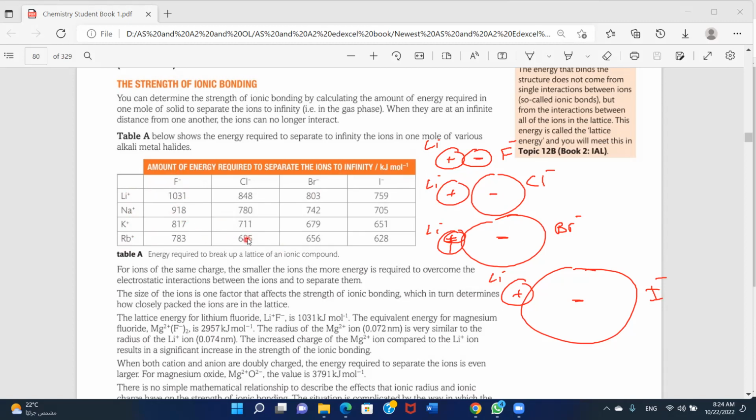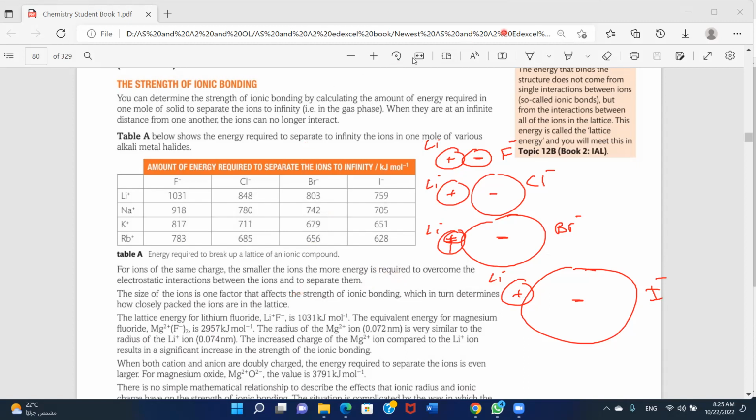So this is the first factor: the strength of ionic bond depends on the radius of the ions. The greater the radius of the ions, the weaker the ionic bond strength. This is the first factor. Do you have any question before we go to the second?